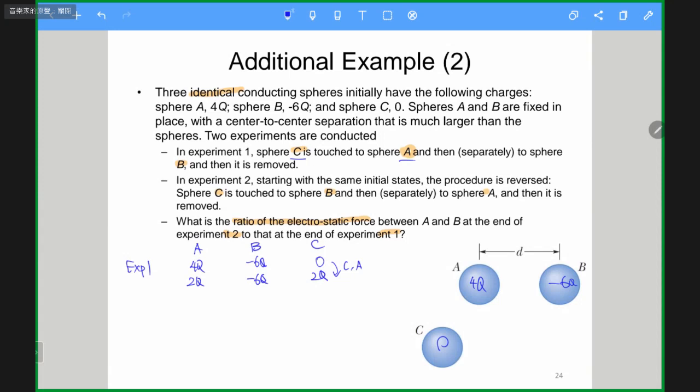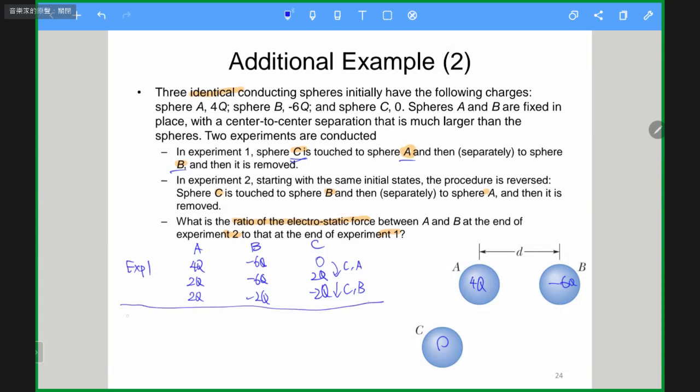And then for the second step, C touches B. So A remains unchanged, it is still 2Q. And then for B and C, negative 6Q plus 2Q add together to be negative 4Q, and then equally distributed, negative 2Q each. Okay, so this is the final state for experiment 1.